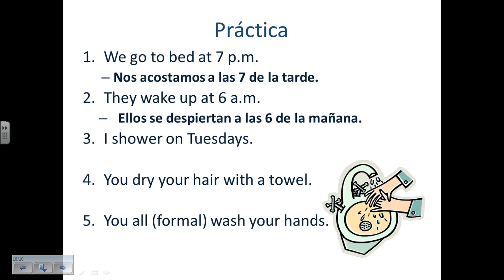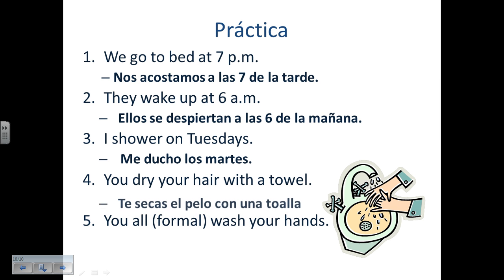I shower on Tuesdays. Me ducho los martes. So you've got your reflexive conjugation, me ducho, and then you've got los martes. Lots of people write in martes, but that's a false translation. When we're talking about days of the week and things that happen on those days, then we're going to use los. You dry your hair with a towel. Te secas el pelo con una toalla.